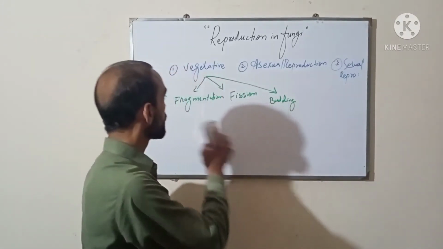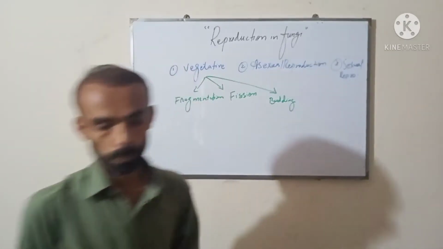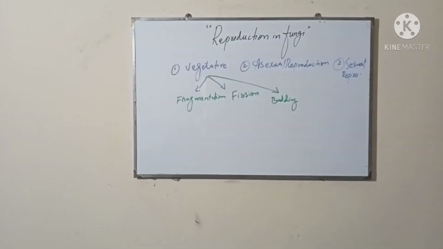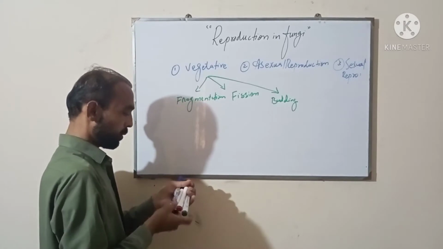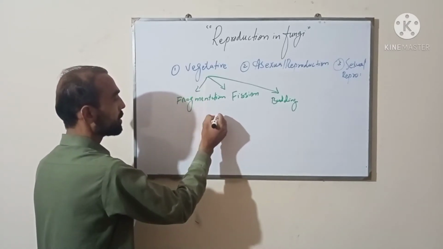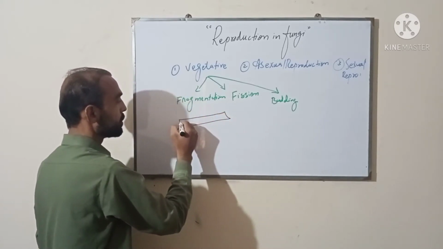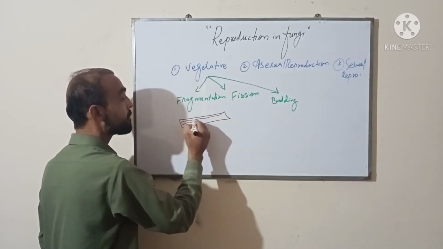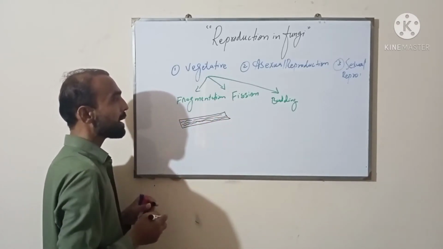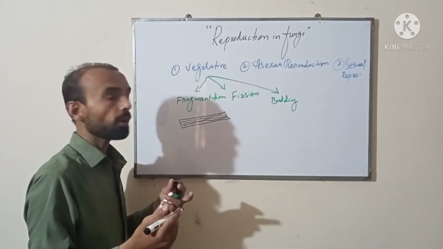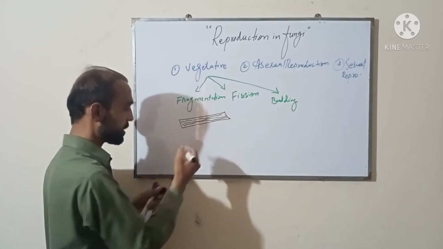First of all, we will discuss fragmentation. In fragmentation, what happens? This is a fungus whose body is made up of hyphae. These are hyphae. Now in fragmentation, the fungus is going to divide into small fragments, small pieces, like this.